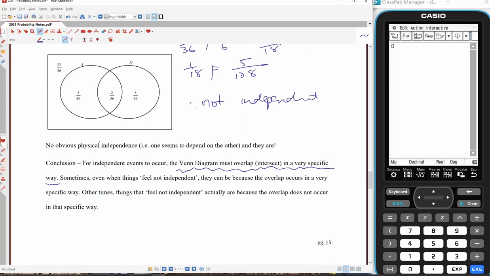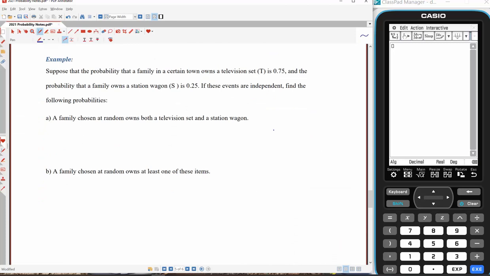So other times, things that feel not independent actually are, because the overlap doesn't occur in a specific way. Okay, so the overriding thing I'll say to you is, if you're ever in doubt, don't use intuition, use the test.